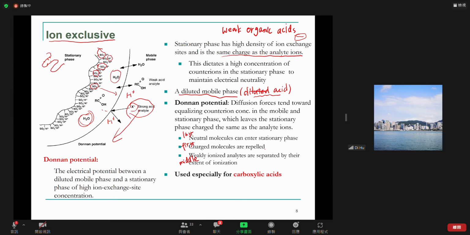Why? Because for some of those weakly ionized analytes, if it's in a diluted, acidic medium, that can make them more neutral in form, and then they can have a longer retention. Understand? So that's how it works. So, ion exclusion chromatography. Okay, so far okay. If no problem, we move on to the next one.